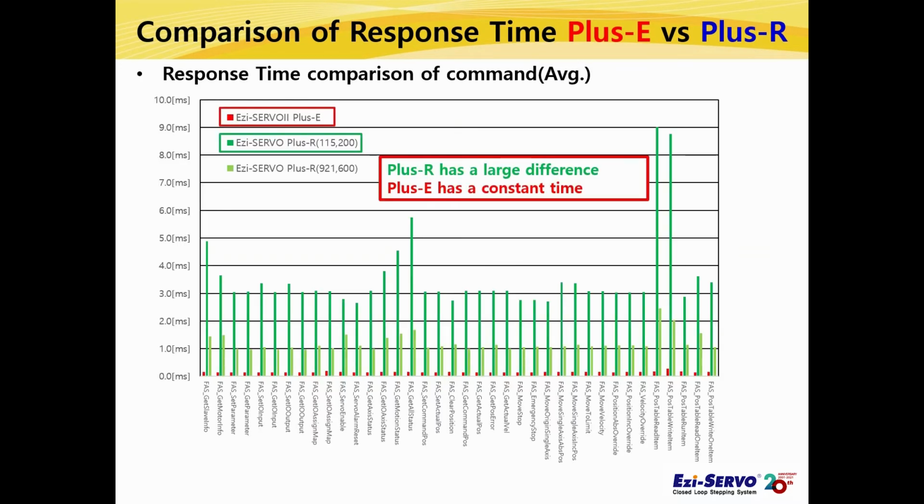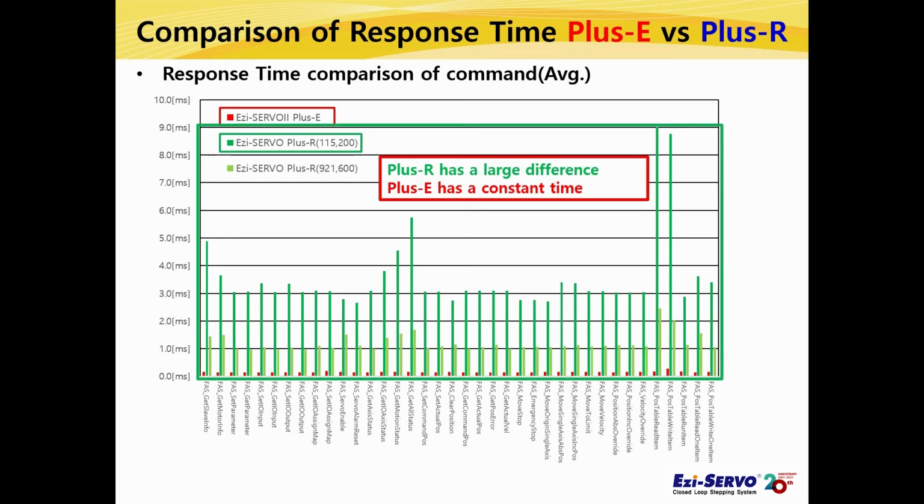The following is a graph measuring the response time of Ezi-SERVO Plus-E and Ezi-SERVO Plus-R for various commands. As you can see, Plus-R has a large difference in response time depending on the command, while Plus-E has a constant response time. When sending different commands to multi-axis at the same time, Plus-R has the case that setting delay, as much as a difference of response time for each command, before executing the next command.